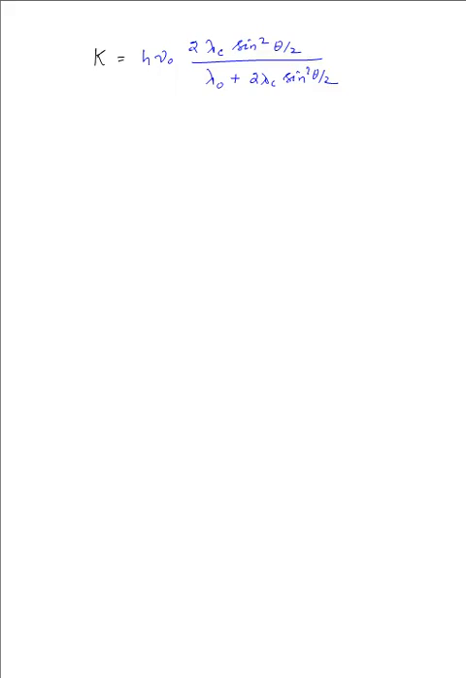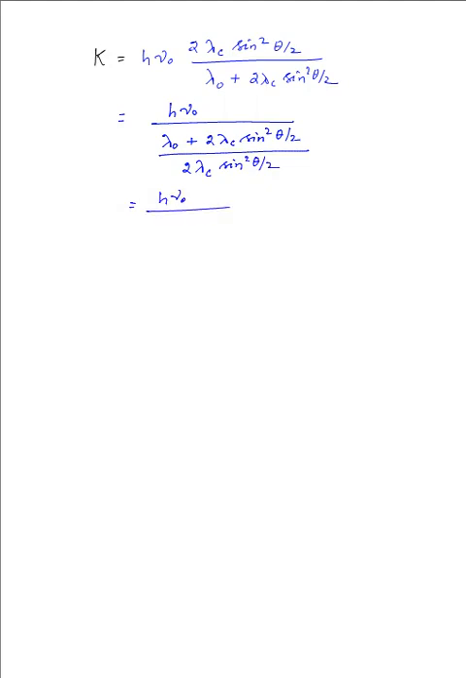So now with those values that I have over there, what I can do is divide that factor at the top, the numerator term, and take it below into the denominator. So h nu naught stays alone at the top, and at the bottom we have lambda naught plus 2 lambda c sine squared theta over 2, entirely divided by that term which has come down, 2 lambda c times sine squared theta over 2. What that does is we have h nu naught and the first term over here.